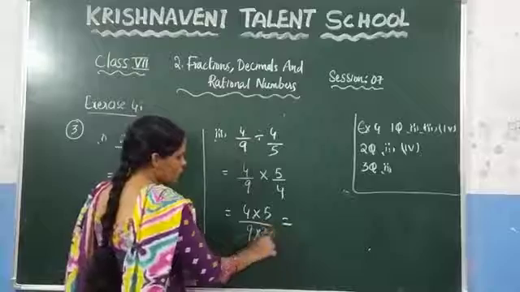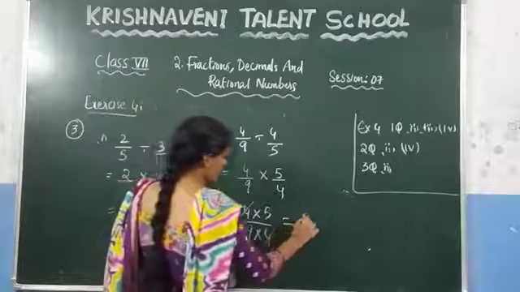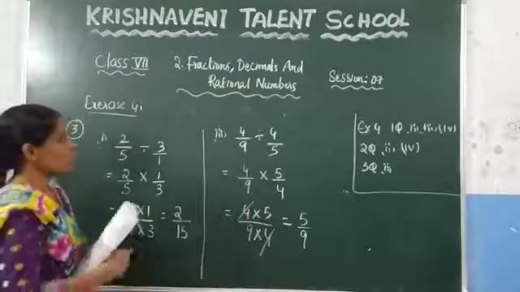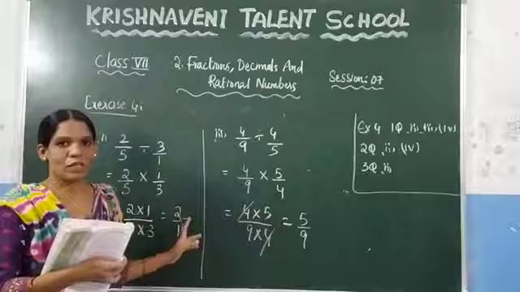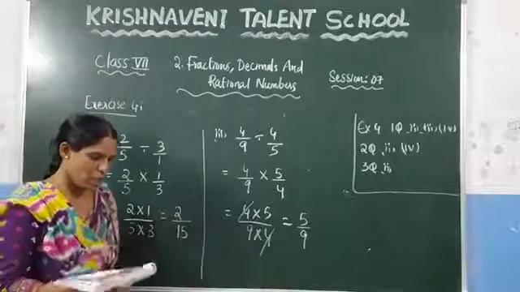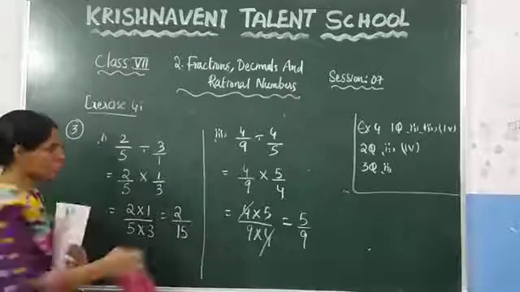You can observe that this 4 will get cancelled. And what is the remaining left out here? 5 by 9. This is the answer. Like this you can solve if you are given two fractions, or a whole number and a fraction, or a fraction and a whole number. Now see the last problem in this exercise, the fourth question.